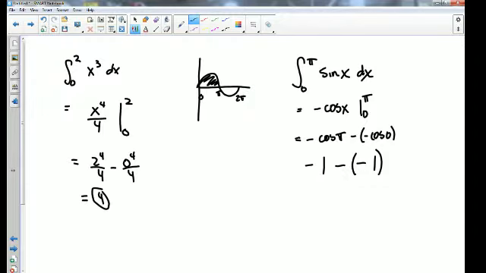Wait, isn't it negative, so it would be 1, zero, though? At pi? Cosine at pi is -1. Yeah. So that should be positive. So it should be 2. Wait, what? Cosine at pi is -1. Oh, okay. So the negative of -1. Yeah, I don't know why that slipped past me. I didn't write it down.